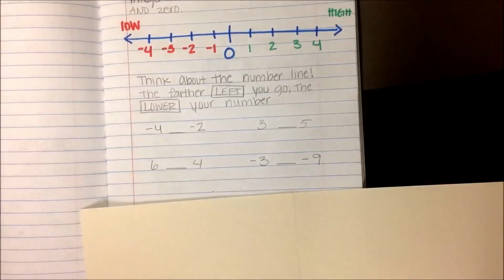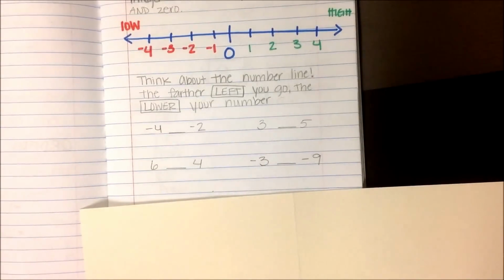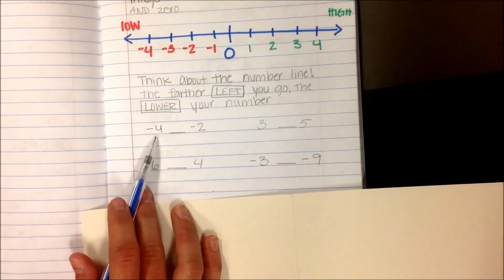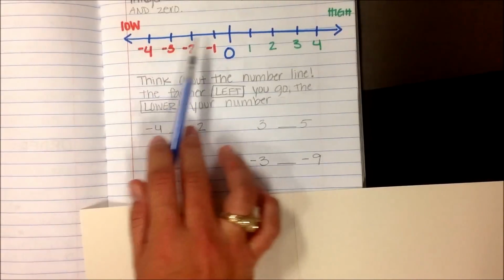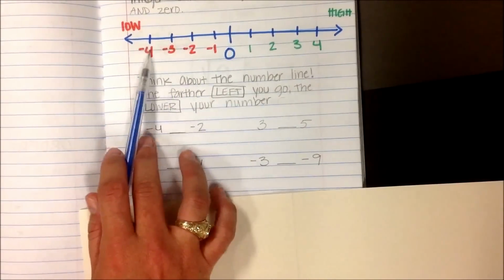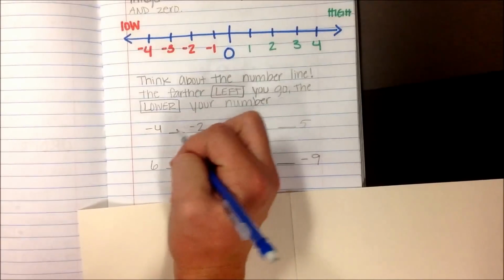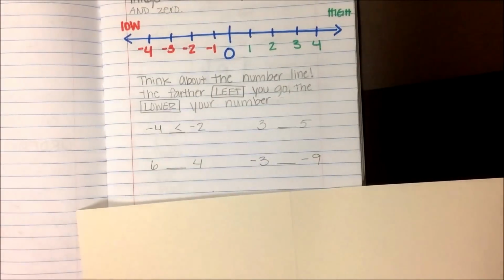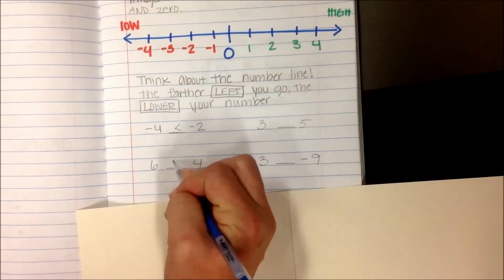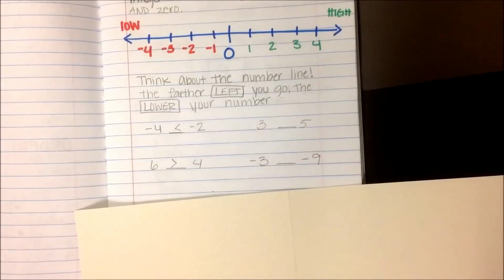Okay, -4 blank -2. Is -4 greater than or less than -2? Well, since it's further left, -4 is less than -2. That is a little confusing at first because we know that +4 is bigger than +2, but when you get on the other side of 0, everything is opposite. Let's look at this one, 6 blank 4. Those are both positive. That's easy. We know that 6 is greater than 4.